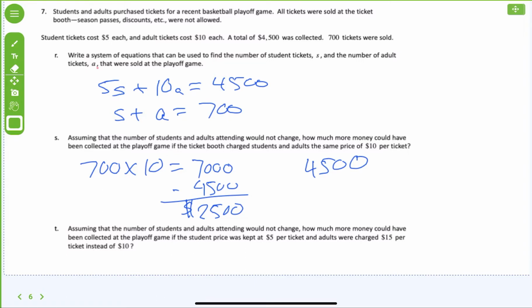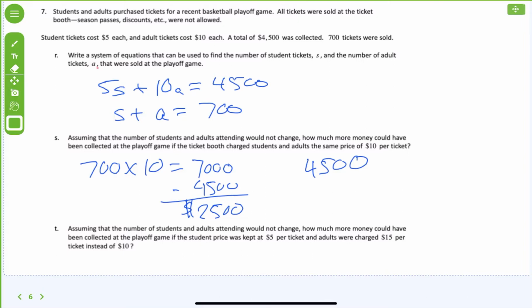T says, assuming the number of students and the adults attending would not change, how much more money could have been collected at the playoff game if the students' price was kept at $5 per ticket and the adults were charged $15 per ticket instead of $10 per ticket? Well, here we're going to have to solve for our A and our S. We've got to solve for our adult tickets and solve for our student tickets.